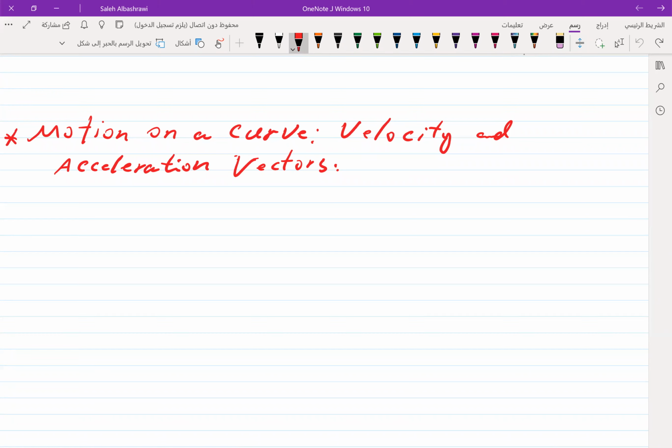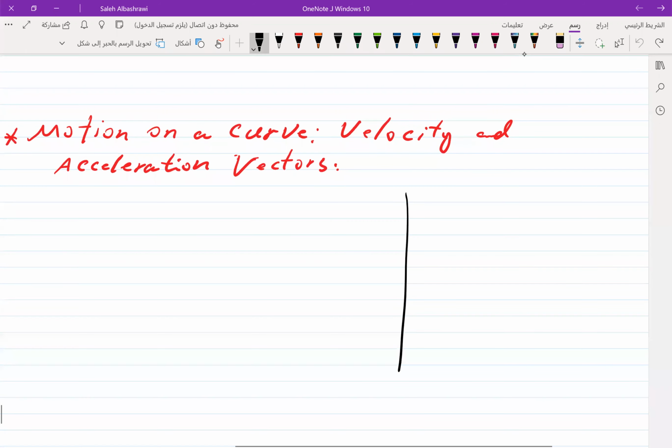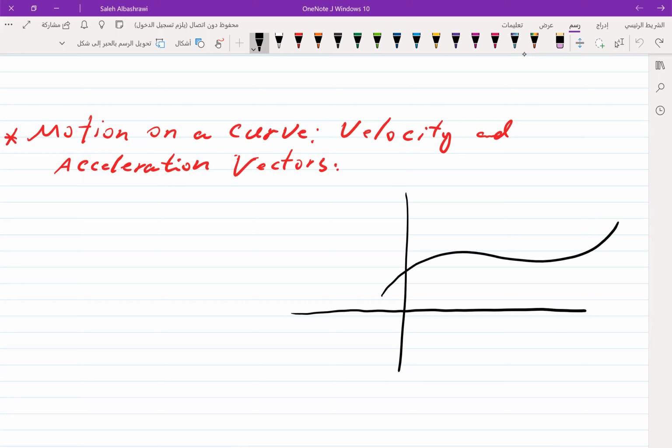Today we are going to speak about the motion on a curve and finding the velocity and acceleration vectors for some moving particles. So assume that we have a curve, and there is a particle moving on this curve.